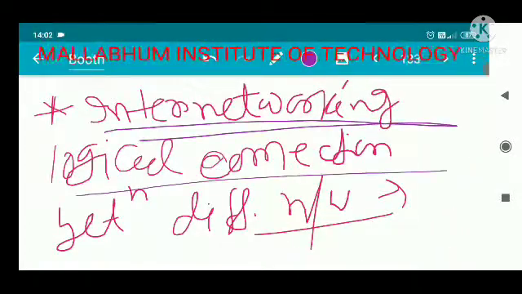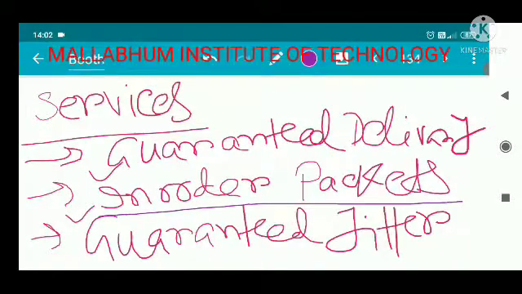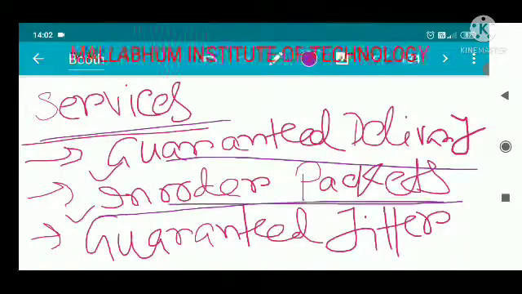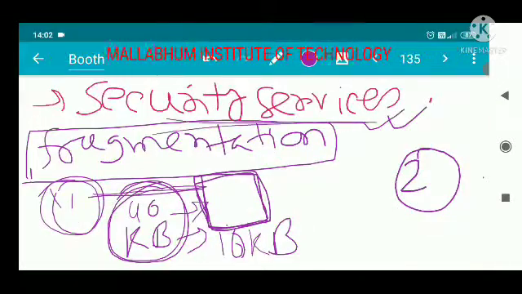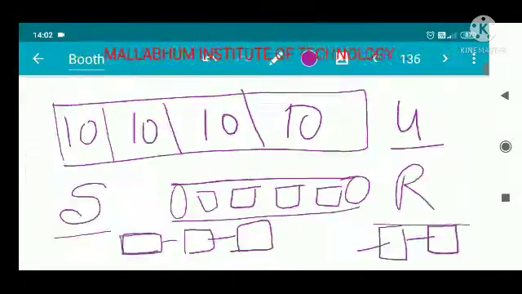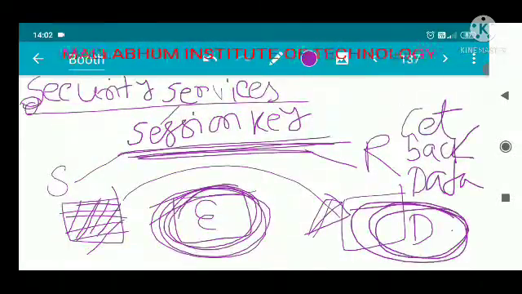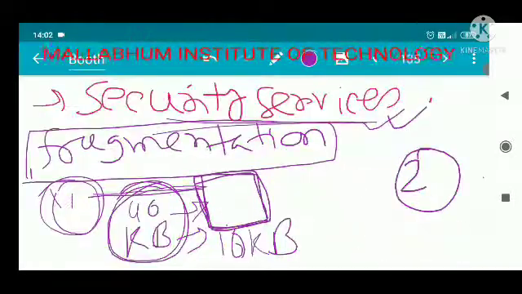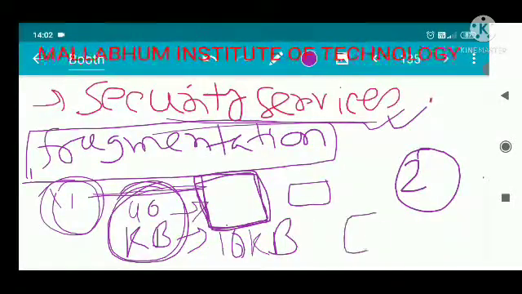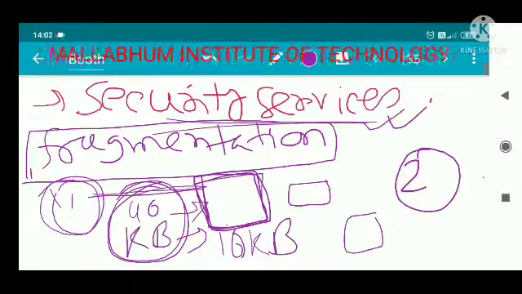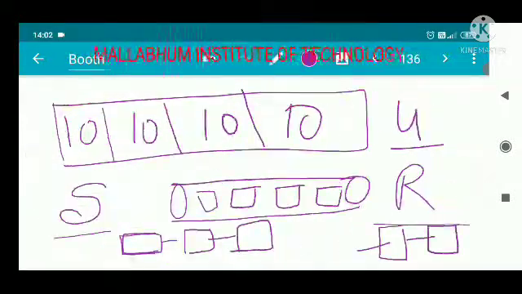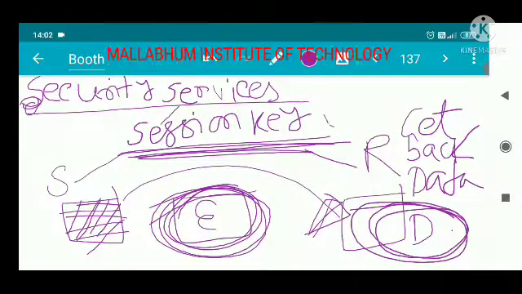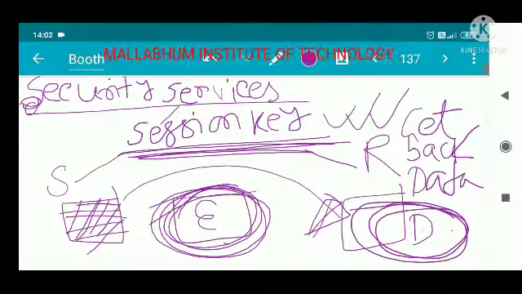Internetworking is another function, and there are services: guaranteed delivery, in-order packets, guaranteed jitter. I am also mentioning security services, that means encryption and decryption will happen. And one more thing is fragmentation, which divides the data into small pieces so that the buffer size of the node accepting the data will not be exceeded. So that is all about the introduction and the security services, the encryption and decryption of data.